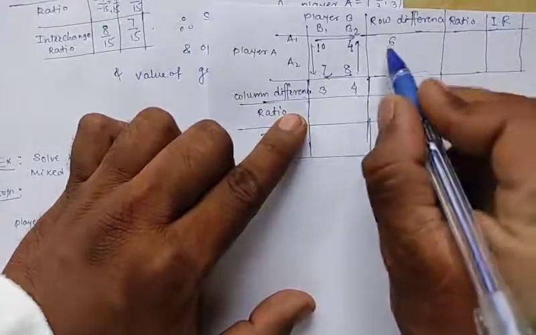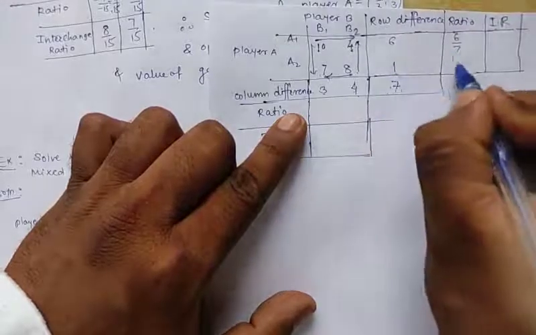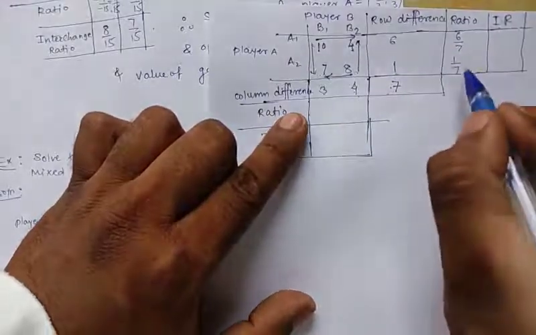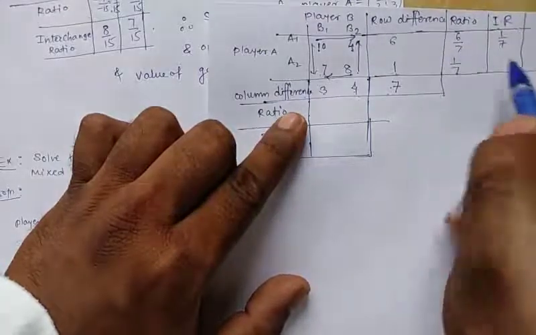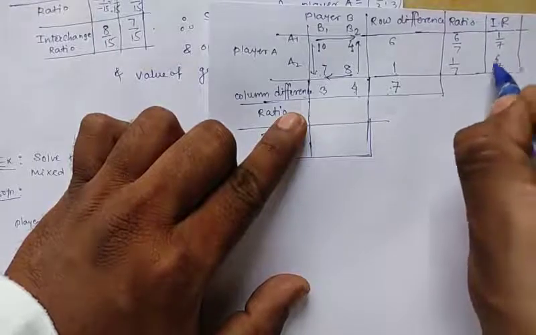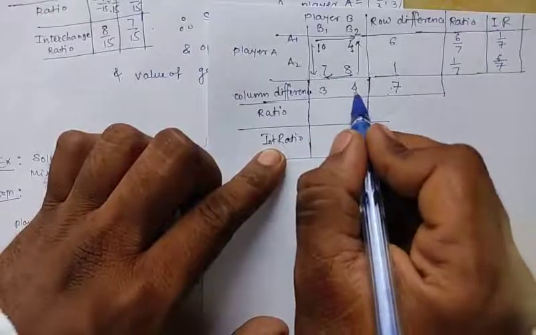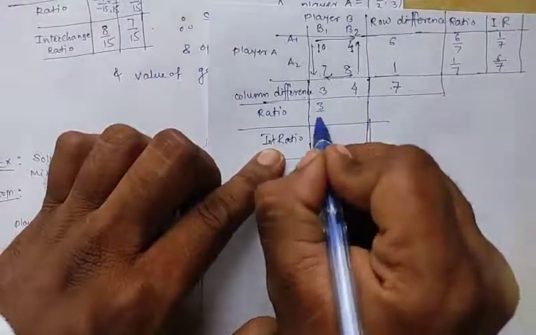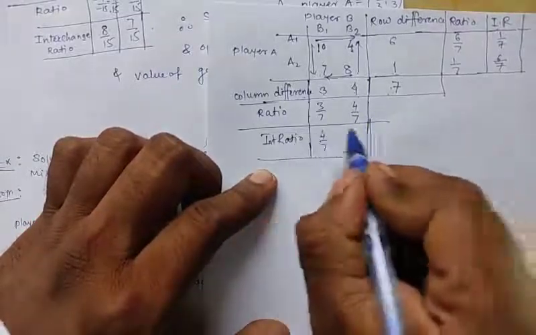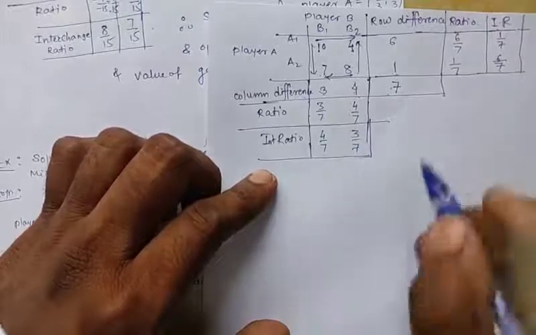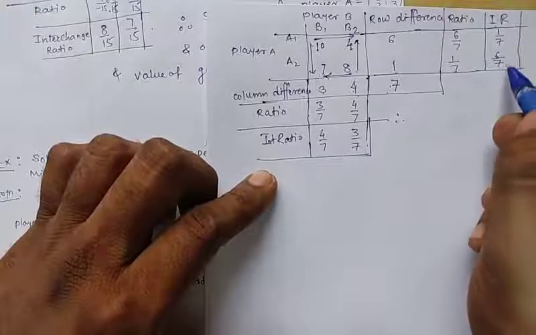So taking the ratio, 6 upon 7, and this ratio is 1 upon 7. So interchanging the ratio, the second row we write as first row, and the first row we write as second row. So 6 by 7. Next, here 3 and 4. So take its ratio: 3 by 7 and 4 by 7. After interchanging this ratio, we can write 4 by 7 as first and 3 by 7 as second. Therefore, the optimal strategy for player A is 1 by 7 and 6 by 7.